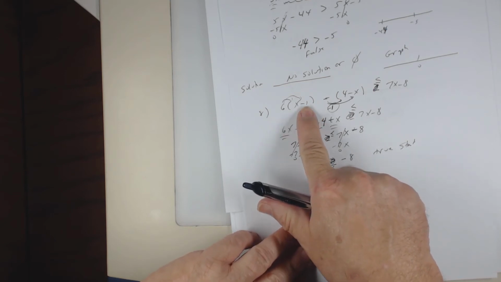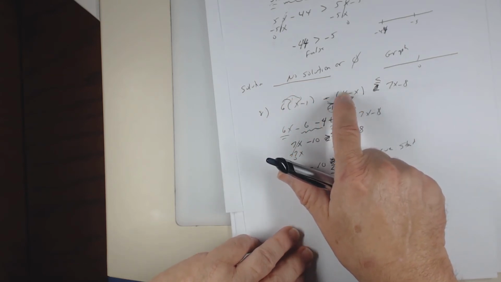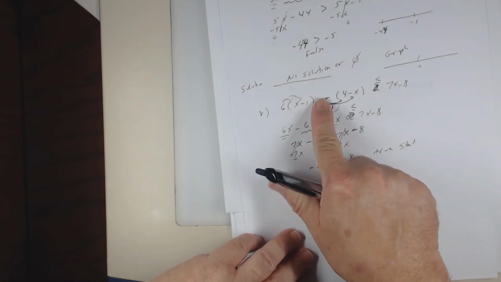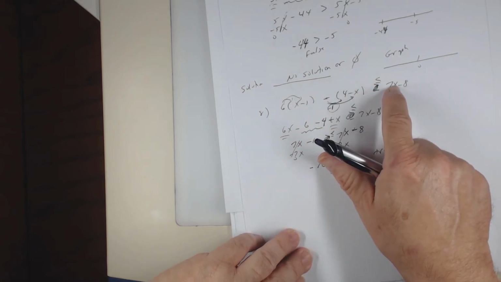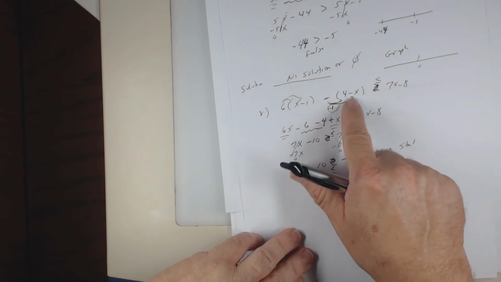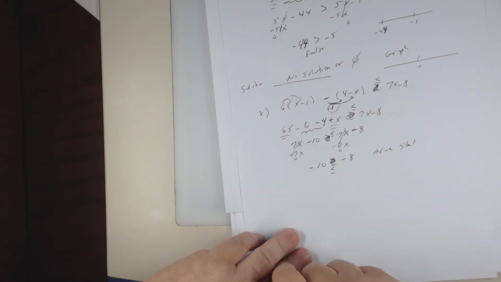6 times 1 is? See, that's 6 right here. What's 4 minus 2? Okay, what's 6 minus this 2? Okay, so that's sides 4. What's 7 times 2? 14. What's 14 minus 8? 6. Is 6 less than or equal to 6? Yeah, it's equal to. So that works.